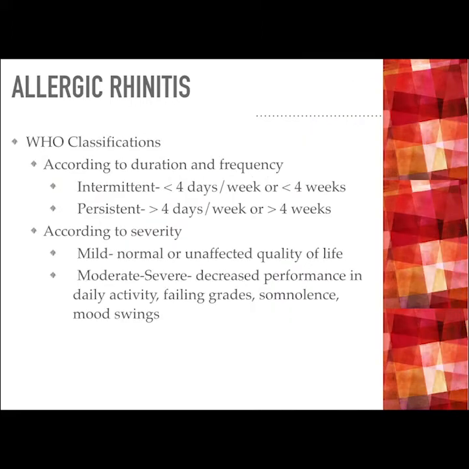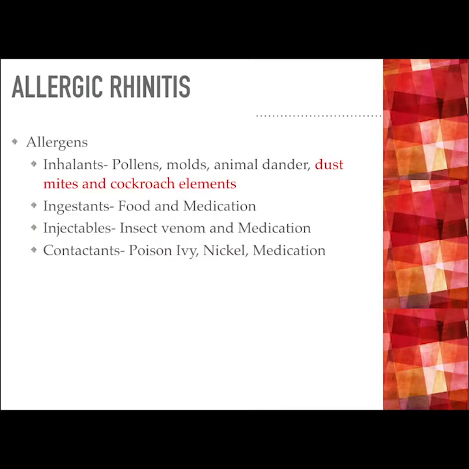With the WHO classification, we classify allergic rhinitis according to duration and frequency. Intermittent if it occurs less than 4 days per week or less than 4 weeks. Persistent if it occurs more than 4 days a week or more than 4 weeks. According to severity, it will be mild if there is unaffected quality of life, while it will be moderate to severe if there is a decreased performance in daily activity, hence the quality of life is affected.